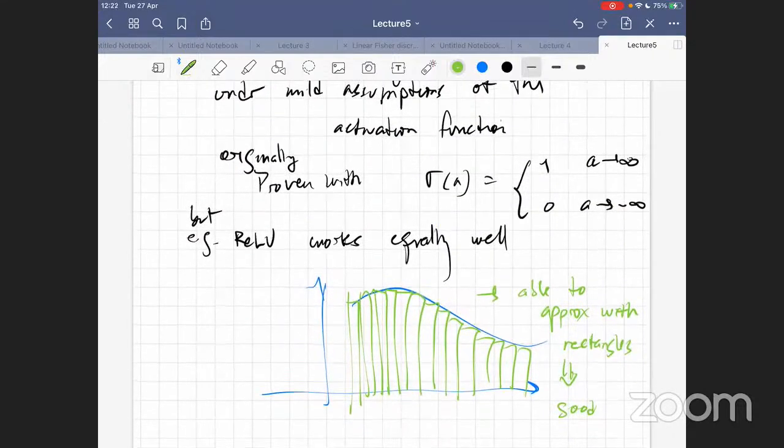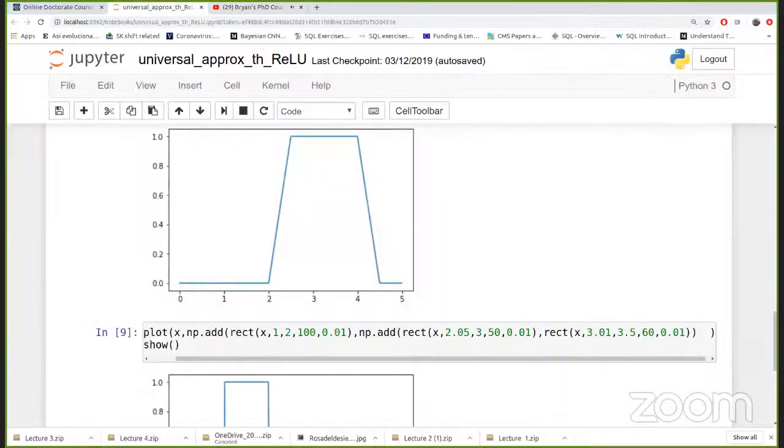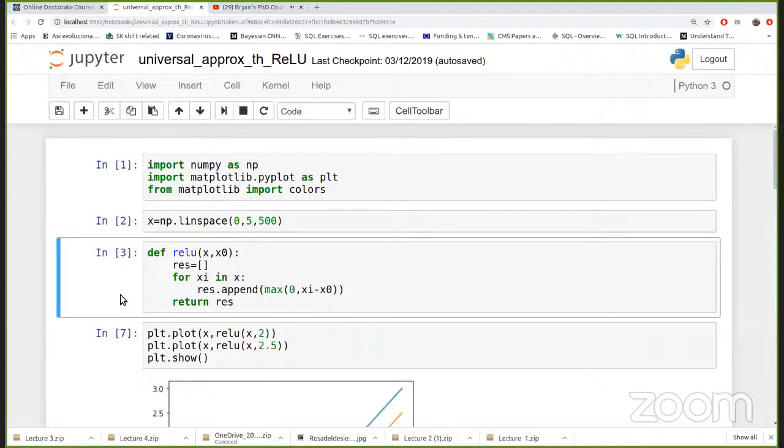And what I'm showing you here, instead of proving this theorem mathematically, which is a bit too formal, is that let me just share screen here, and I will try to implement this graphically with some activation functions. So let me just go and share screen. Do you see this? Yes. Okay.